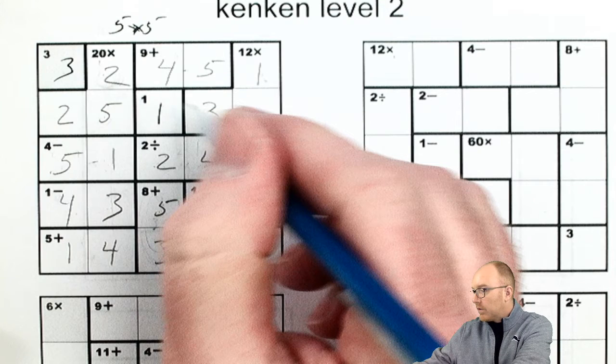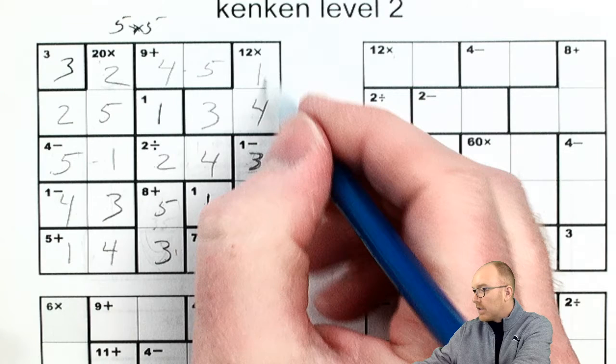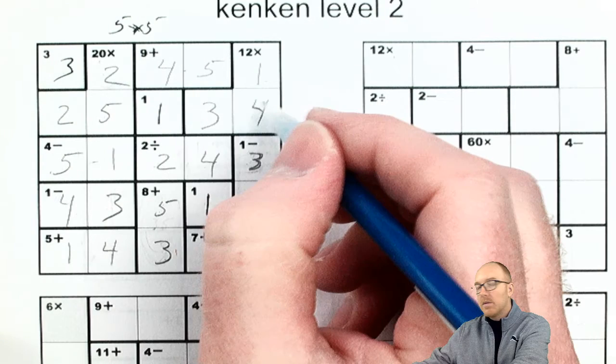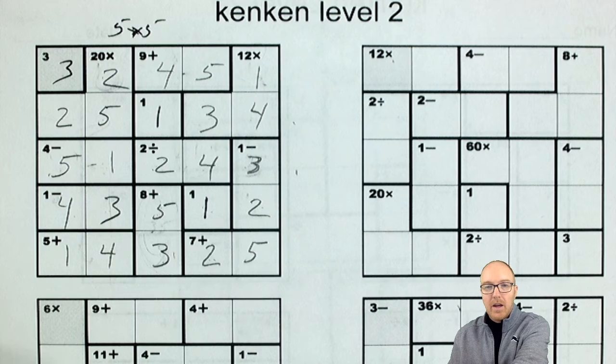1, 2, 3, 4, 5. Now, does this multiply and make 12? It sure does. 1 times 3 times 4. All right, there you go. Some good tips and tricks. Hopefully, it will help you well on your way.